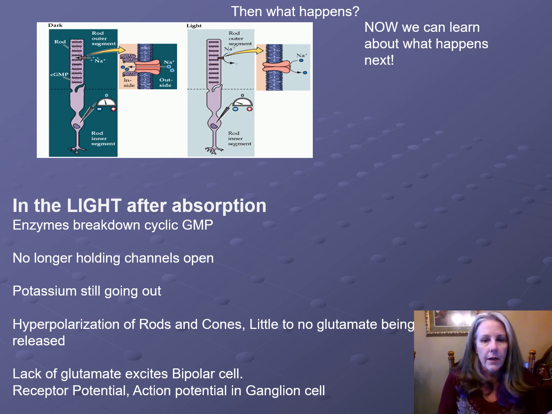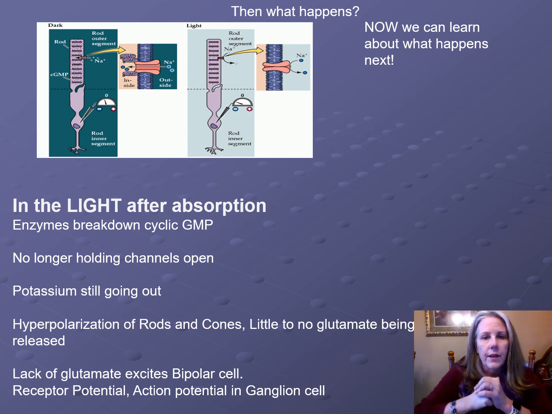So backing up a little bit again, the cyclic GMP is broken down, and this is in the presence of light. No more sodium rushing into the cell. Potassium is still going out. So because of that, it changes the charge. It's going to make it even more negative. So that results in a hyperpolarization event inside the photoreceptor, the rods or the cones.